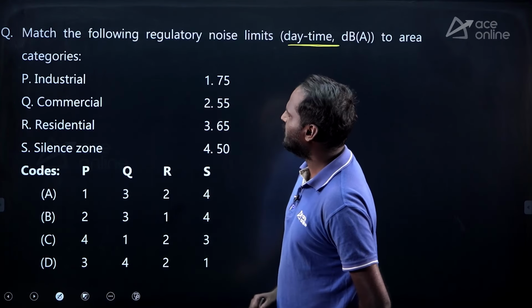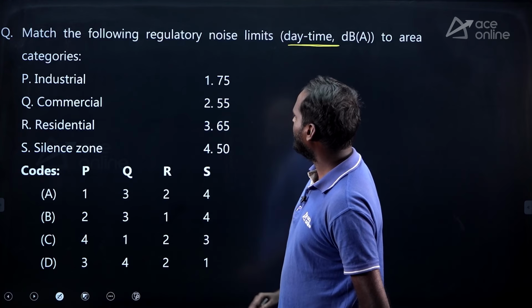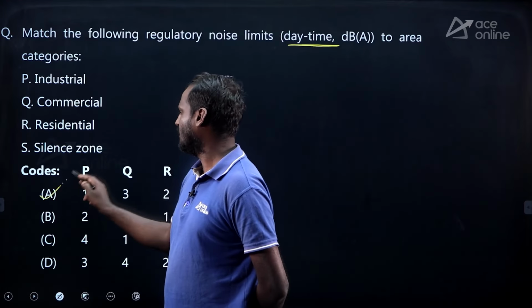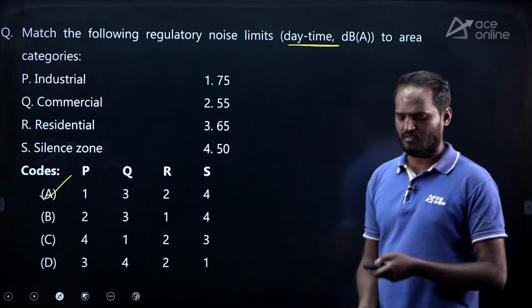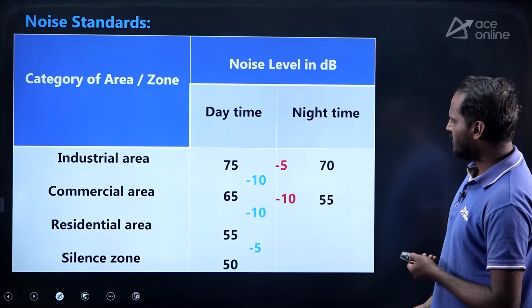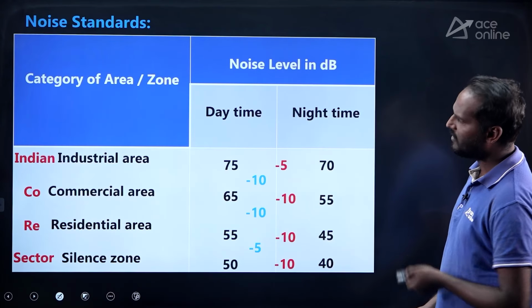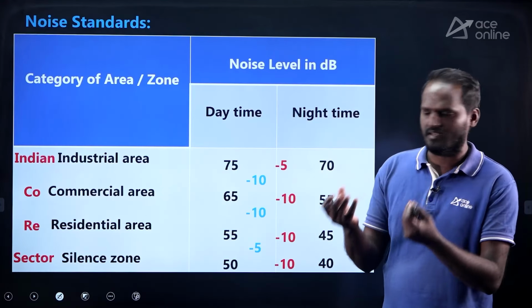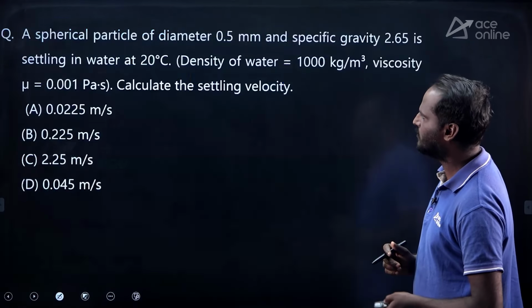Industrial is 75, then commercial 65, then residential 55. 1324 is the correct answer. Option is A. Very easy now. If you are able to write the table, that question is very easy, right? This is the important thing. You can easily answer for any zone, any daytime or nighttime, from this table.